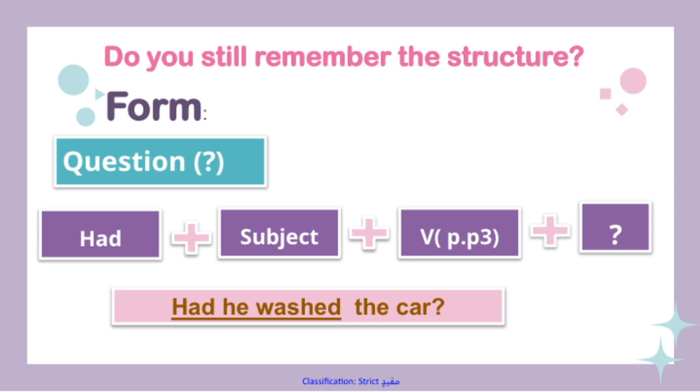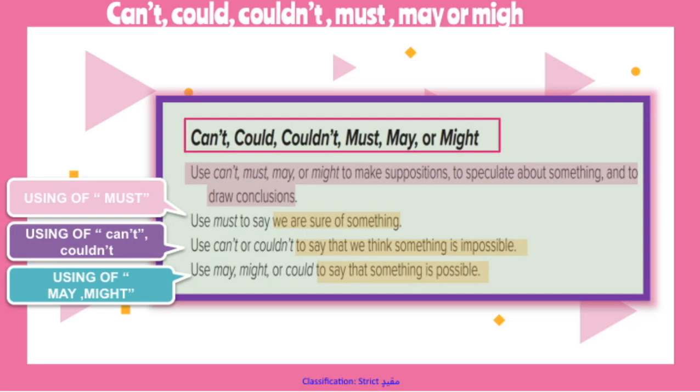Keep practicing, and it will become second nature. Now let's look at some of the key modal verbs we use to express possibility and necessity. First, we have may and might, which are often interchangeable when talking about possibilities. For example, it may rain today, or it might rain today. They both suggest that something is possible but not certain.